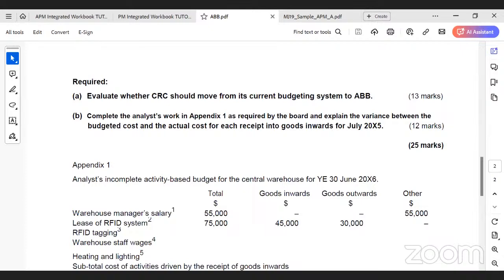Advantages of ABB, yeah, right. And you also need to include a conclusion paragraph. All right. Now, advantages and difficulty in implementing, you can put it under disadvantages. Okay, Siva. Right?